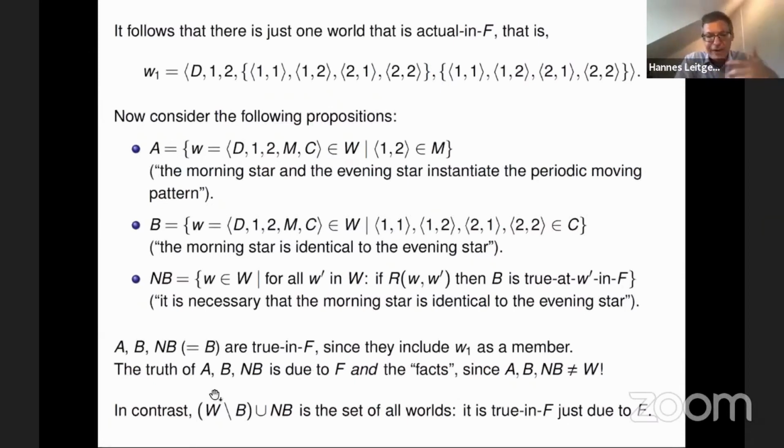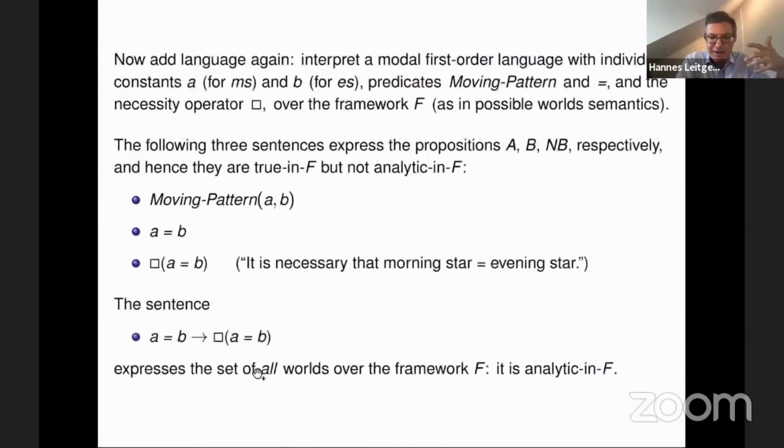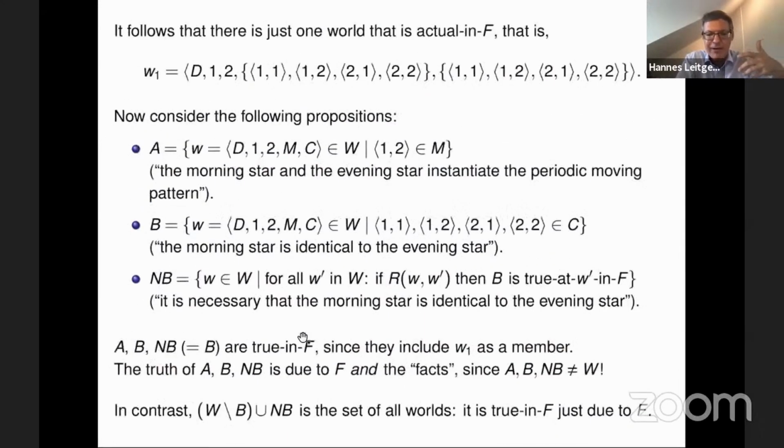In contrast, if I had a look at this proposition here, the complement of B, oh, sorry, the complement of B union NB, okay? That is also a true proposition, but in fact, it's identical to the set of all worlds whatsoever in the framework, okay? And we already said there must be an actual world in the set of all worlds in the framework by math alone and the definition of the framework, okay? So that proposition is true in virtue of math and the framework, not in virtue of the facts, okay?